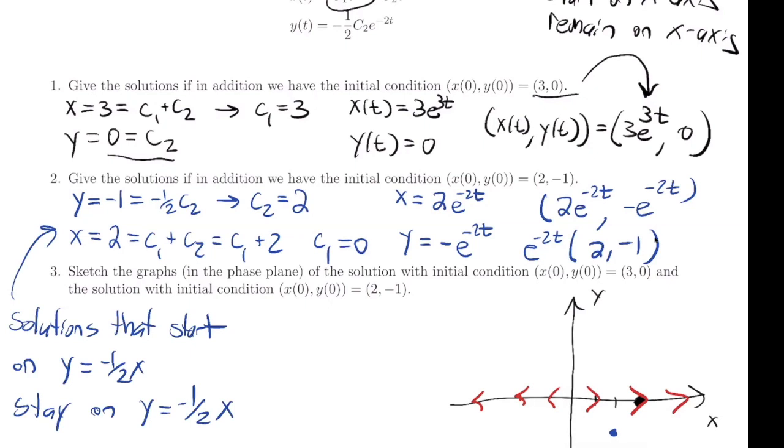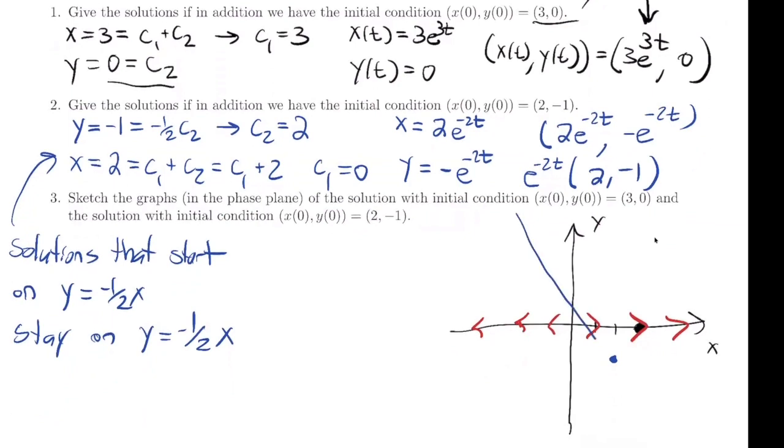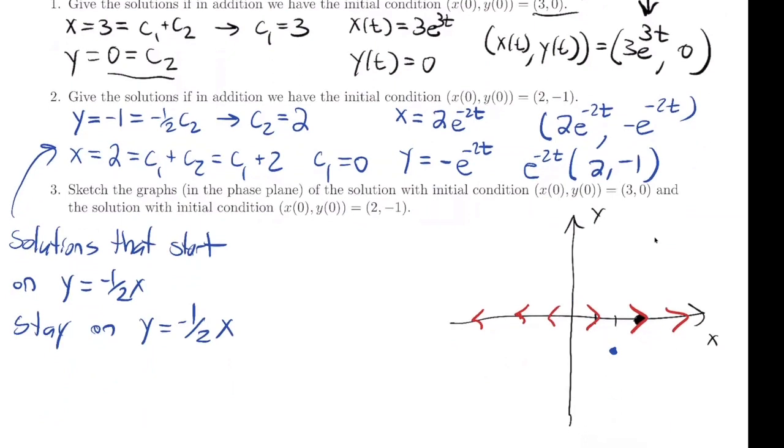So for this one, I'm just going to choose to write this in terms of how y depends on x, because that's normally how we graph things in the plane. That's not even close to that line. So here's this line, y is equal to -1/2 x. And so this means if I start on this line, we're going to stay on that line.